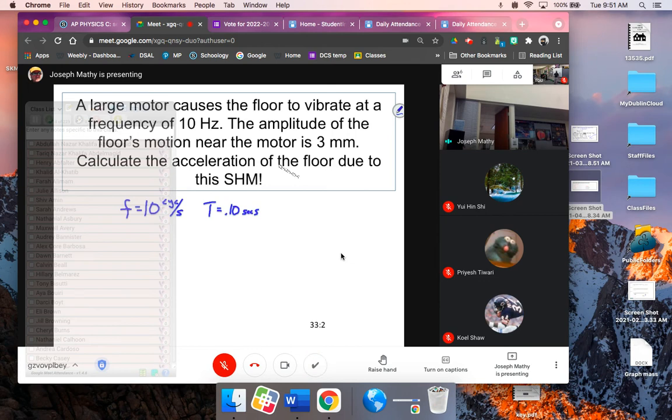What else do we really know? I think we know the amplitude of this motion would be 0.03 meters. So those are like the first three really easy things we can pick out of this, right?